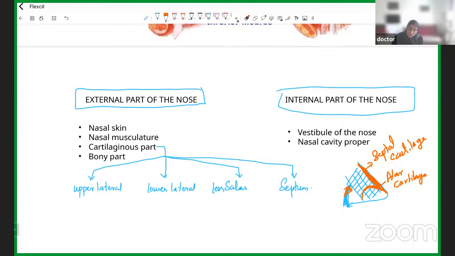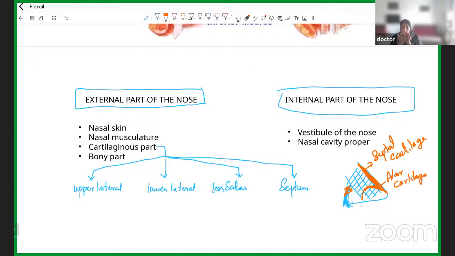Now, coming to the internal part of the nose, the internal part of the nose is in two forms. One is vestibule of the nose, and one is the nasal cavity of the nose. The internal part is divided into right and left nasal cavities, and it is divided by the nasal septum. Every one of us knows. And the openings that we have in the nose are known as nares or nostrils, right?